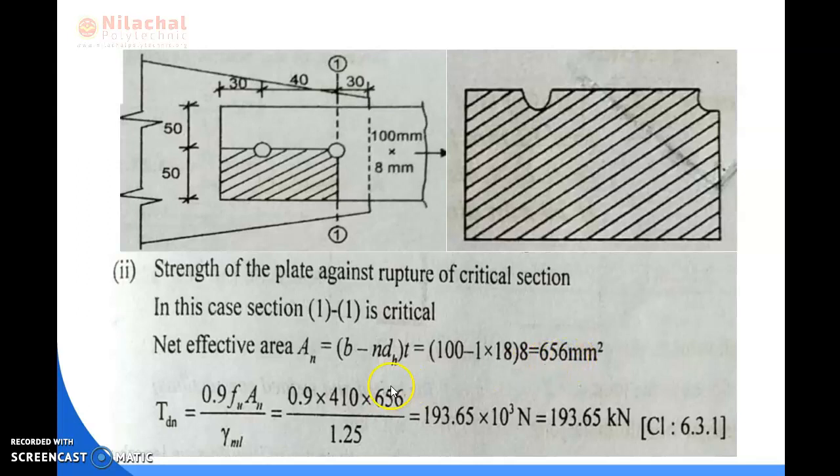Now we put this value in the Tdn formula: 0.9 into 410 into 656 divided by 1.25, we will get 193.65 kilonewton. So 193.65 kilonewton is the strength against rupture in the tension member.